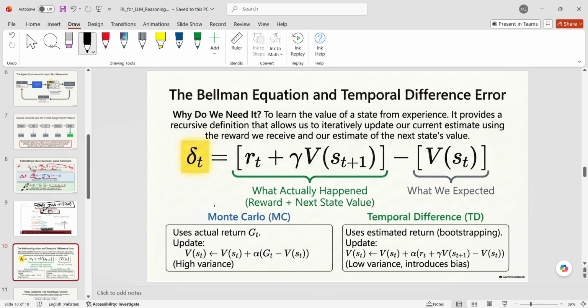In the next section we are going to understand what is meant by temporal difference error and how the Bellman equation relates to it.